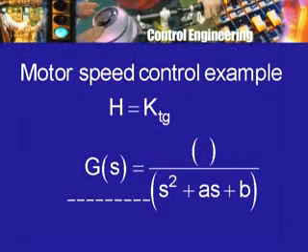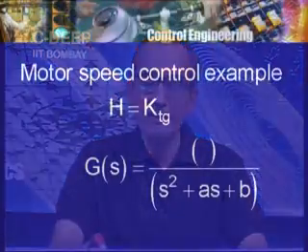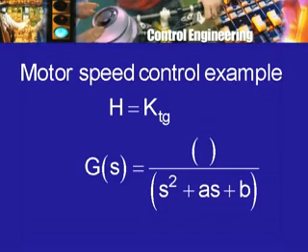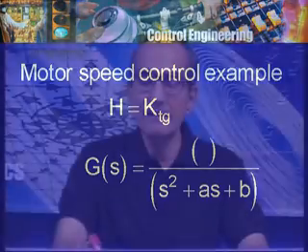If you remember, there were two parts to this G of S. One was the relationship between the armature voltage and the motor current, and the second was the relationship between the motor current, which determined the motor torque, and the speed. So there were these two parts of that transfer function, and as a result, G of S had a denominator which was a quadratic, which I had written earlier as something like S squared plus AS plus B, and then it had some term in the numerator.